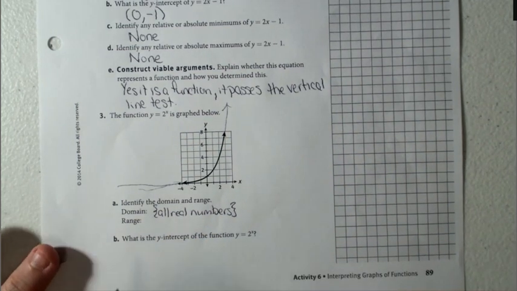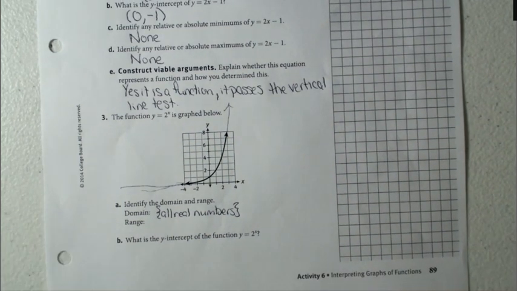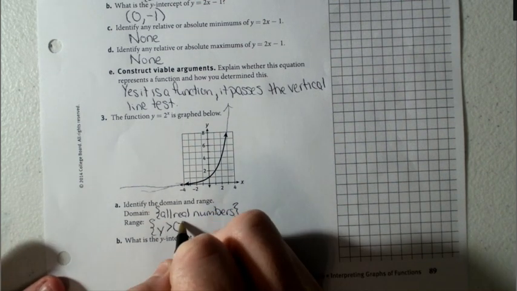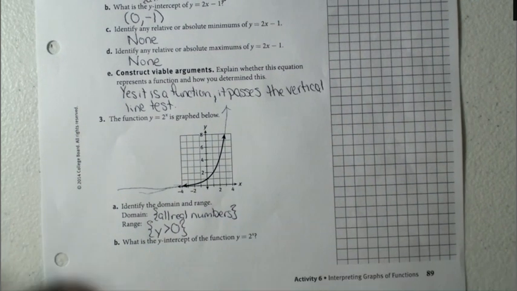What number is it not going below in my y values? Set notation is going to be y is greater than 0, but does not equal. Notice I did not put the equal to.